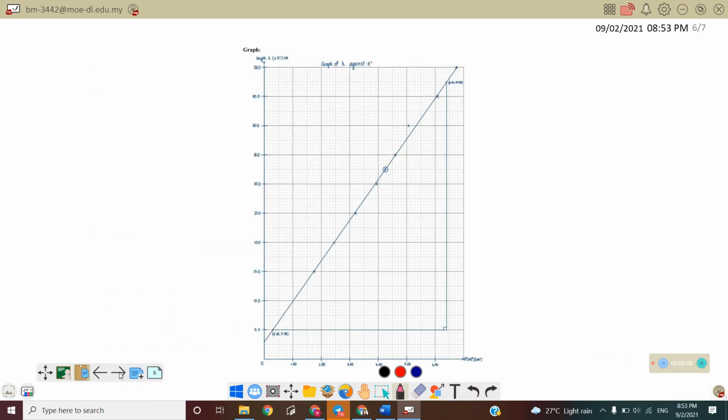So when we plot the graph, we have 11 marks. So again, we must repeat. Okay, how can we get these 11 marks? So the first one, you must write a correct title, you'll get 1 mark. And then you must label x and also y axis with the correct unit. So here you don't need to write plus minus, you just label height or h, units in cm, so you get 1 mark.